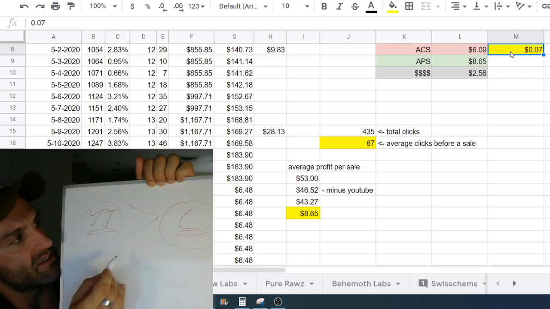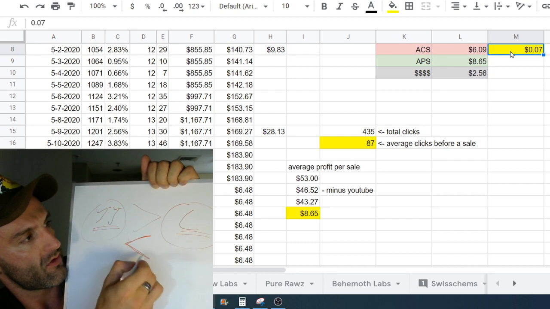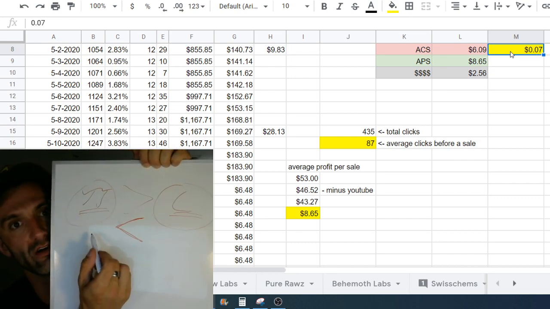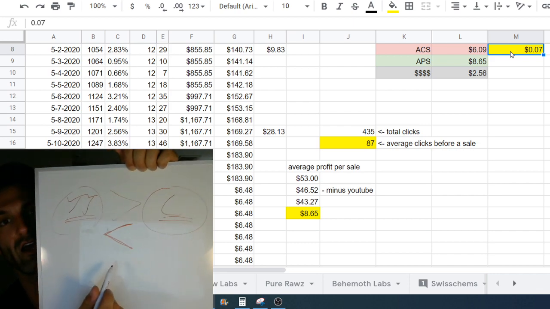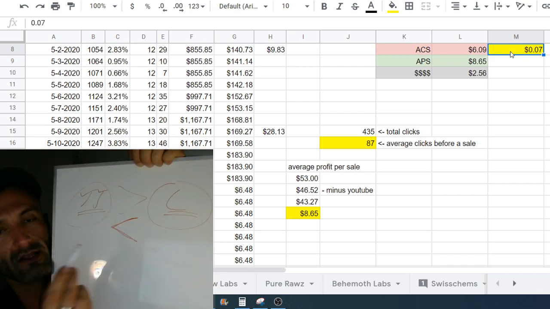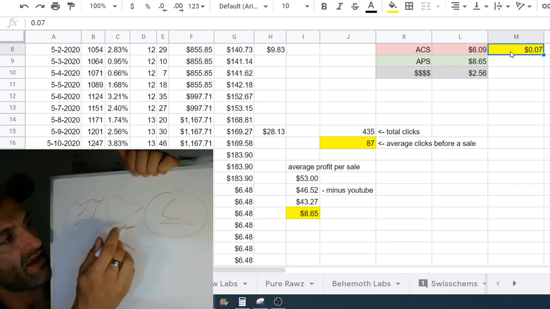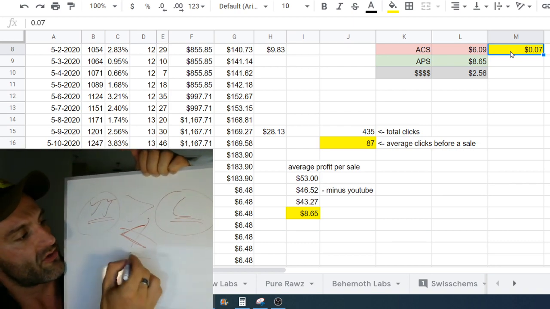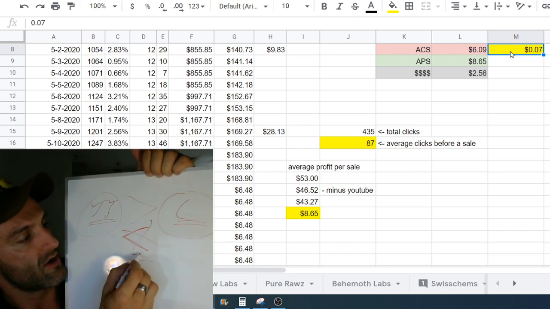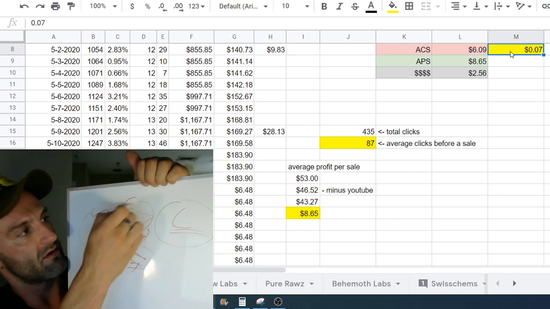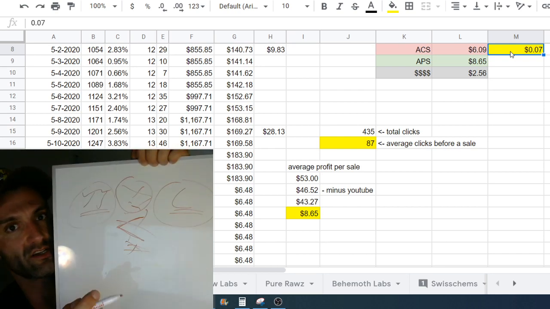If we do this and it's actually this, where the cost is greater than profit, that's not good. That means you're going to go bankrupt in just a matter of time by losing money, unless you have some other way to monetize. So this is not going to work. And if they're equal, that's not going to work unless you're capturing emails or doing some other type of marketing. What we want is this here. We want the profit to be greater than the cost of that.